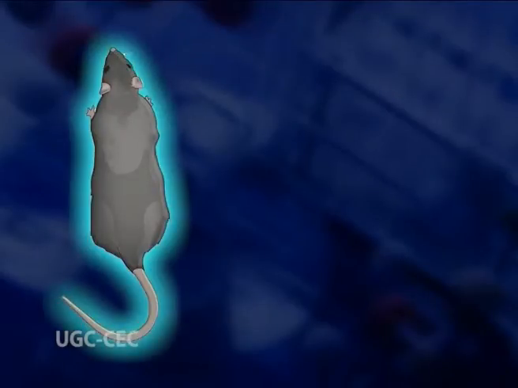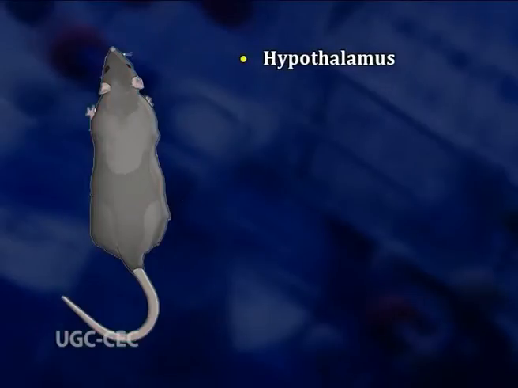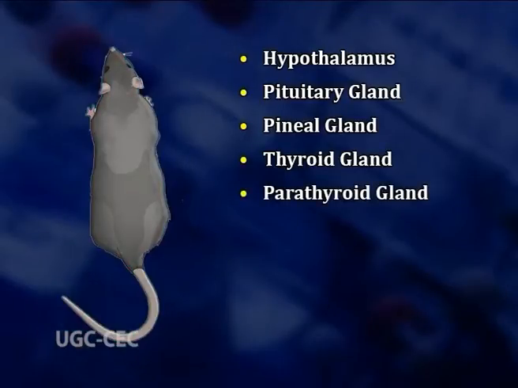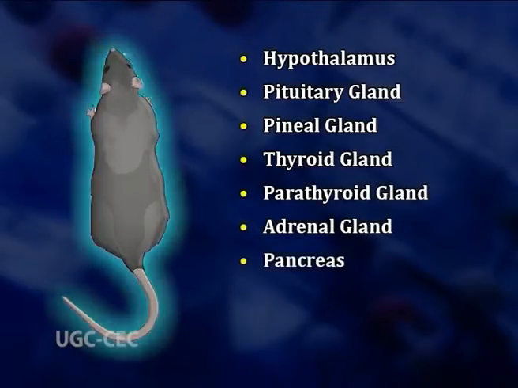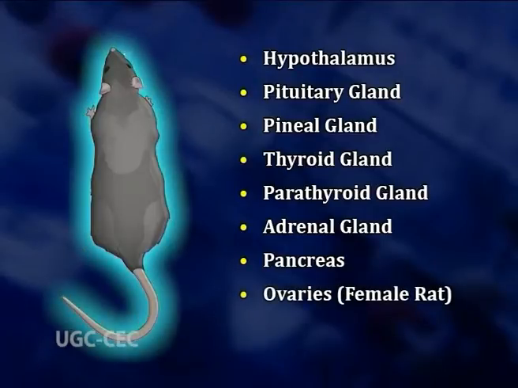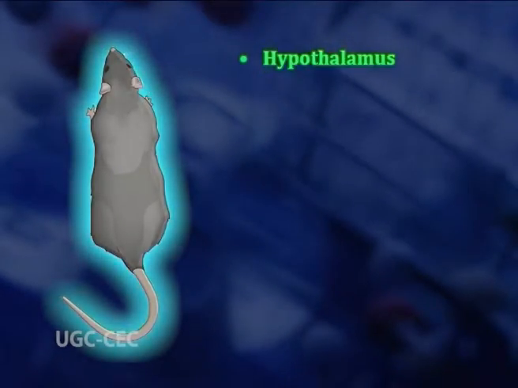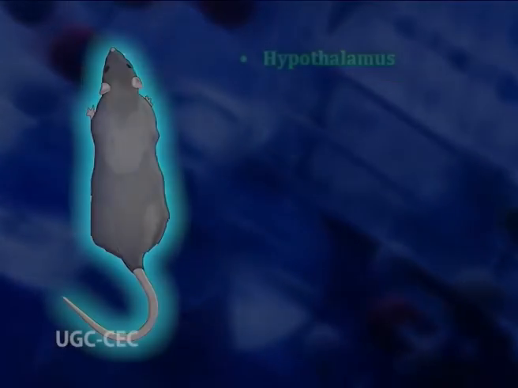Now we will discuss various types of endocrine glands in rat like hypothalamus, pituitary gland, pineal gland, thyroid gland, parathyroid gland, adrenal gland, pancreas, ovary and testes. First we will learn about hypothalamus.